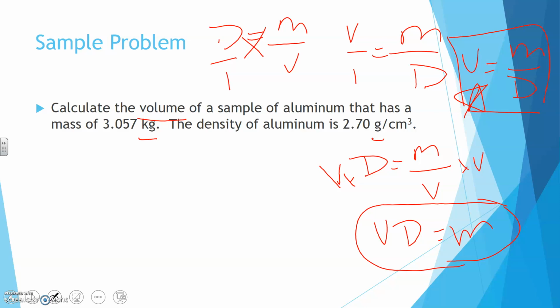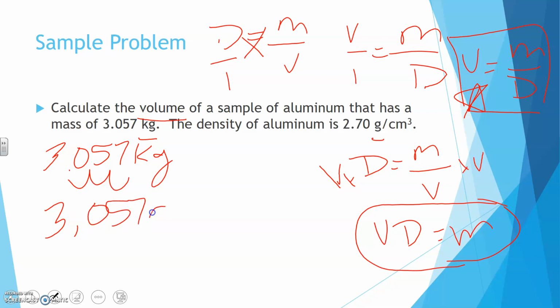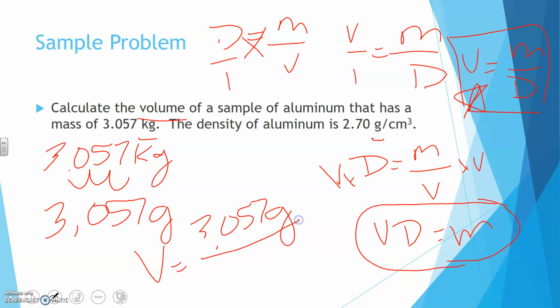So if we've got 3.057 kilograms, I know from my King Henry died by drinking chocolate milk that I need to move my decimal place 3 places to the right. So then I have 3,057 grams. So now I can go ahead and plug this into my formula. So I've got volume equals my 3,057 grams over my 2.70 grams per centimeter cubed.